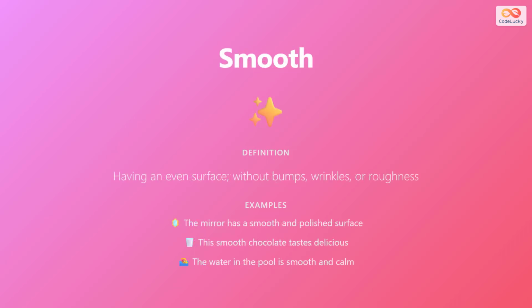The third adjective is smooth. Smooth means something has an even surface without bumps, wrinkles, or roughness. When you touch a smooth object, it feels flat and polished. A mirror has a smooth and polished surface that reflects light beautifully. Smooth chocolate tastes delicious when you eat it. The water in a calm pool is smooth and peaceful. Use the word smooth when describing things that have an even surface and feel flat to the touch.